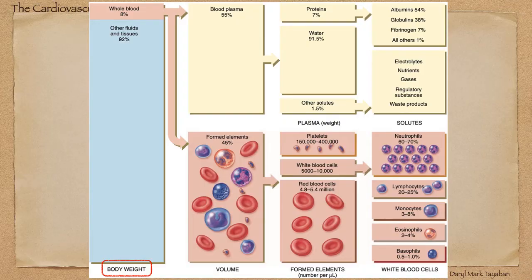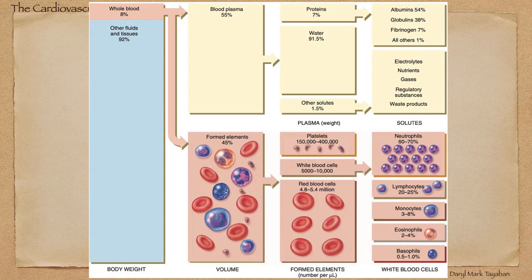The whole blood is divided into blood plasma, which I mentioned earlier is 55%. Then the rest is the formed elements, composed of 45%. Let's focus first on the plasma. Out of the blood plasma, 7% is protein. The water component is 91.7%. And other solutes is 1.5%.